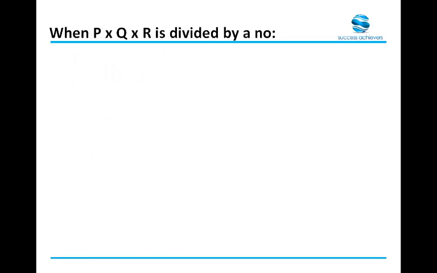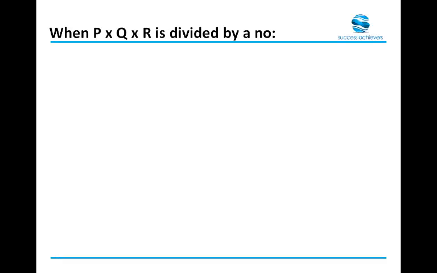Now let's move on to the next rule, which is when a number is of the form P into Q into R, and if it is divided by a number. So in this case, what we do is, let's call the divisor A again. Then the remainder is obtained by dividing each of the numbers by A. The product of the remainders when again divided by A will give the final answer.